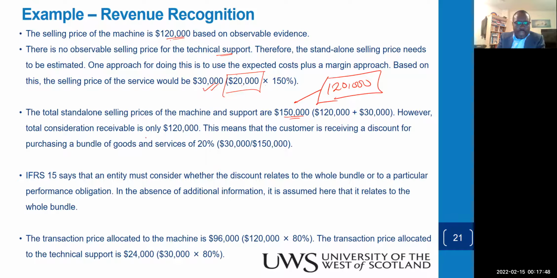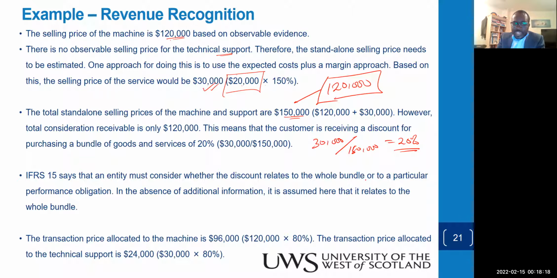However, the total consideration, like I said, is 120. It means this customer is getting a discount. And what is the discount he's getting? He's getting the 30,000 for free. So 30,000 as a percentage of the 150,000, which he should have paid, would have given us a 20% discount that he's enjoying. Now, IFRS 15 says that an entity must consider whether the discount relates to the whole bundle or to a particular performance obligation.